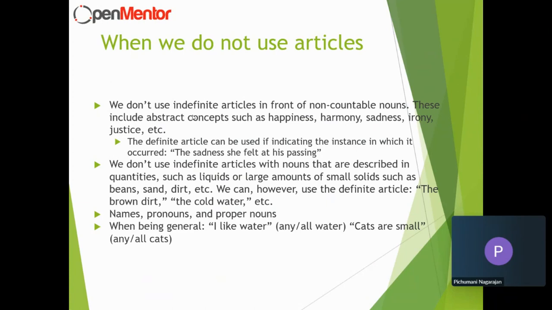That is the first part. The second part is, whenever you are talking about quantities or measurements, then we cannot use a or an. We can just say the brown dirt, the cold water, the 100 kg sugar, the big cake. So whenever we talk of articles, we do not use them in front of non-countable nouns, especially a and an. A and an always refer to one thing or one person or one noun. The can refer to multiple people or a single noun, a pointed noun, right? A and an cannot be used with abstract things like happiness, harmony, sadness.